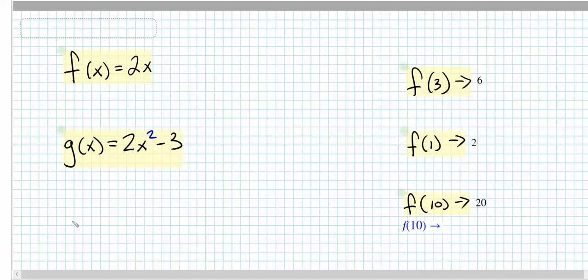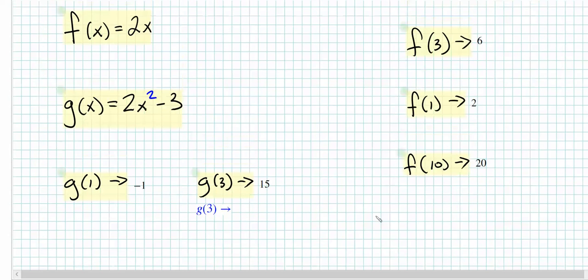Okay, what about g of 1? What would that be? Negative 1. Yes, negative 1. You guys are correct. Okay, what about g of 3? 9 times 2, 18 minus 3, 15. So 15? You guys read that? Okay. Now, let's ask the computer another question here.